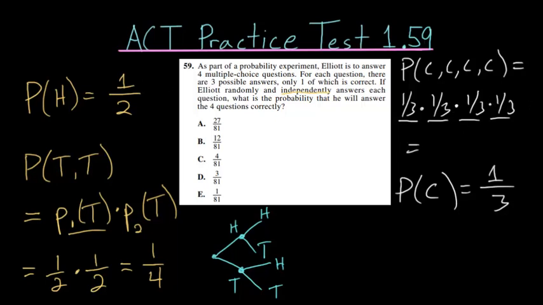We just multiply straight across in the numerators, and since they're all 1, the product has a 1 in the numerator. In the denominator, we're multiplying 3 by itself 4 times, which is 3 to the 4th, and that evaluates to 81. So the probability of getting all 4 of these questions right is 1 out of 81 if Elliot were to just randomly guess. You can see that choice letter E would be the correct answer.